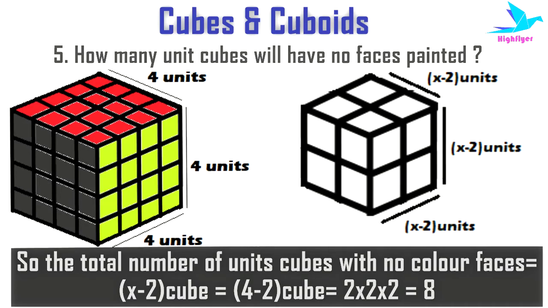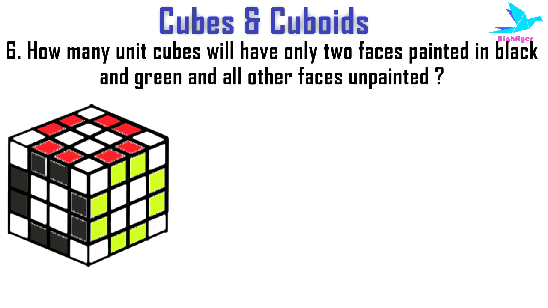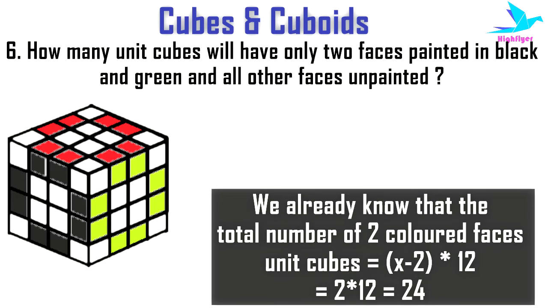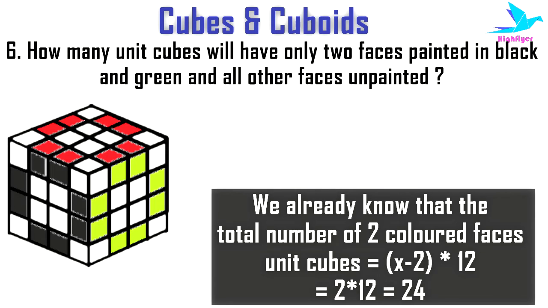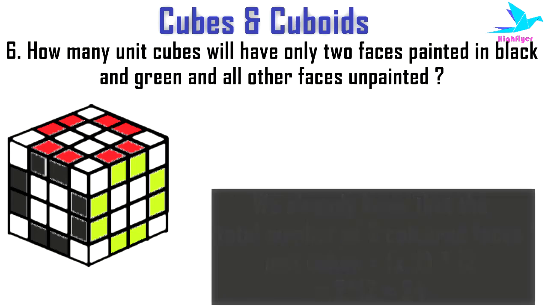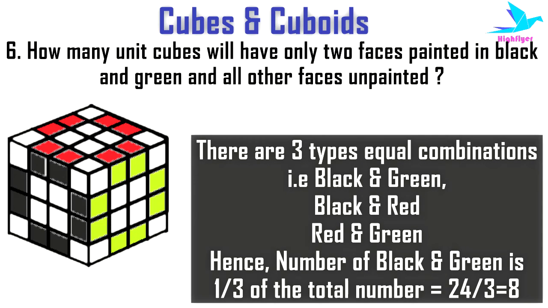which is equal to 8. Next question. How many unit cubes will have only 2 faces painted, in black and green, and all other faces unpainted? We already know that the total number of 2-face painted cubes is x minus 2 times 12, where 12 is the number of edges of the cube. Here it is asked to find only those 2-face painted cubes whose colors are black and green, which is 1/3 of the total number of 2-face painted cubes, which are black and green, black and red, and green and red. So the required number is 24 divided by 3, that is equal to 8.